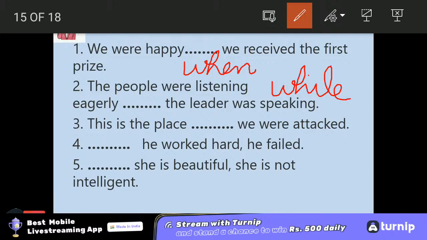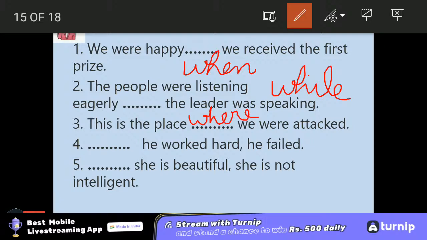Next, this is the place dash we were attacked, जिस जगह पे हमें अटैक किया गया था. So we are talking about the place and which basically conjunction is used. Yes, the next is where we were attacked. This is the place where we were attacked.